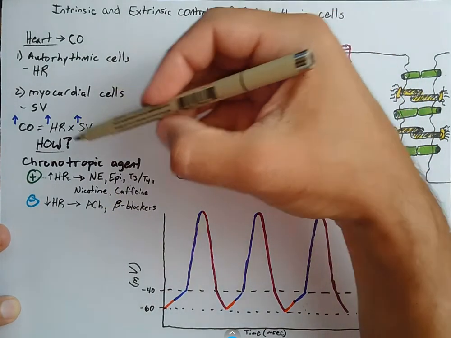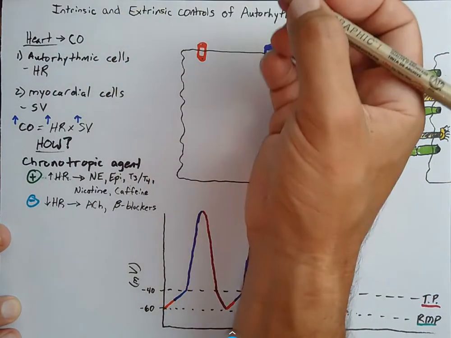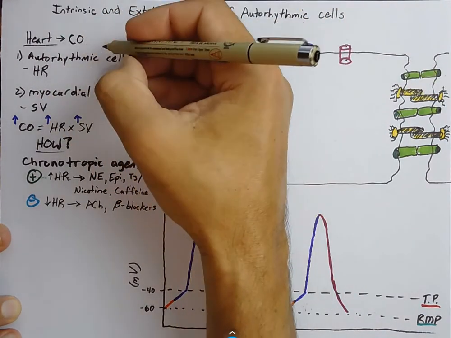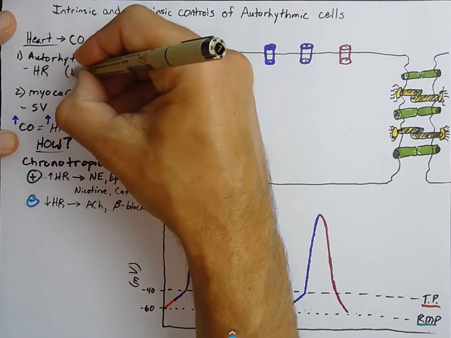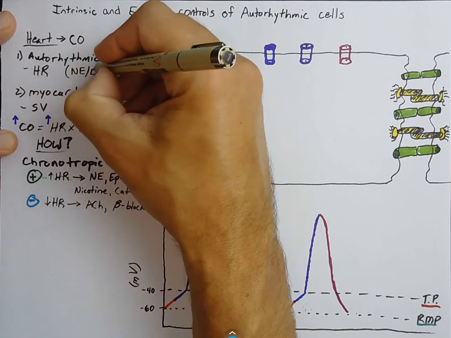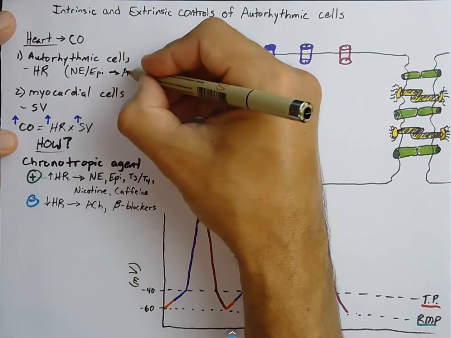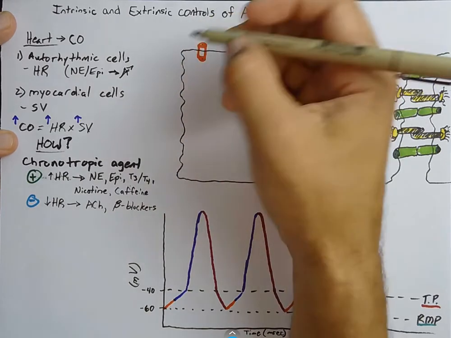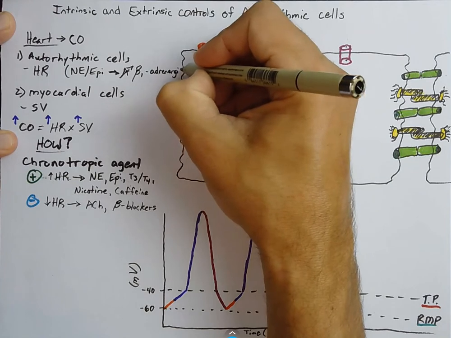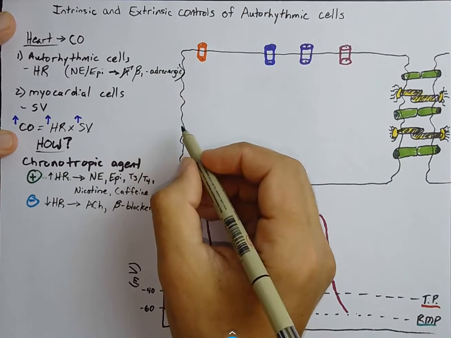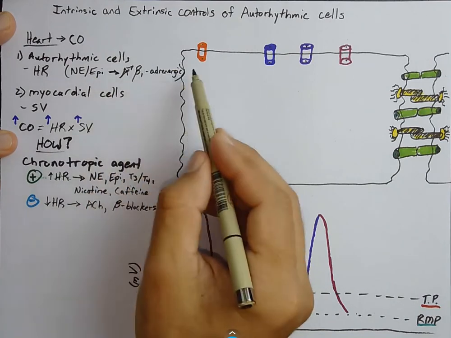rate, well, what sort of receptors are we going to have on autorhythmic cells? We've already discussed this, but now we're writing it down. We know that norepinephrine and epinephrine are going to bind to and activate, that's A with an arrow up, activation, beta-1 adrenergic. Right? That's what we know. So in order for a positive chronotrope to have an effect on the heart, it must have a receptor.